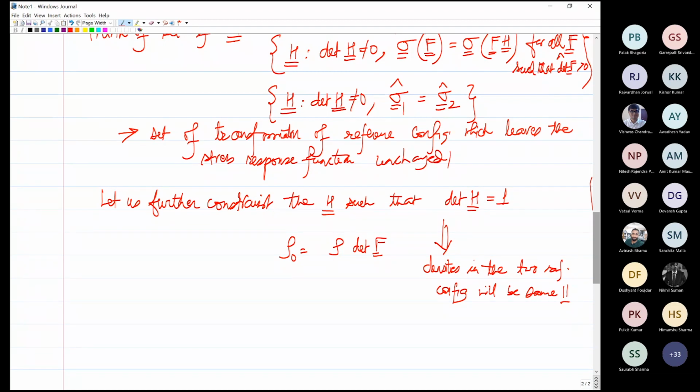So we say such reference configurations which are related through this big H such that det H is equal to 1, and furthermore the response functions are the same, we say such reference configurations are mechanically equivalent reference configurations.